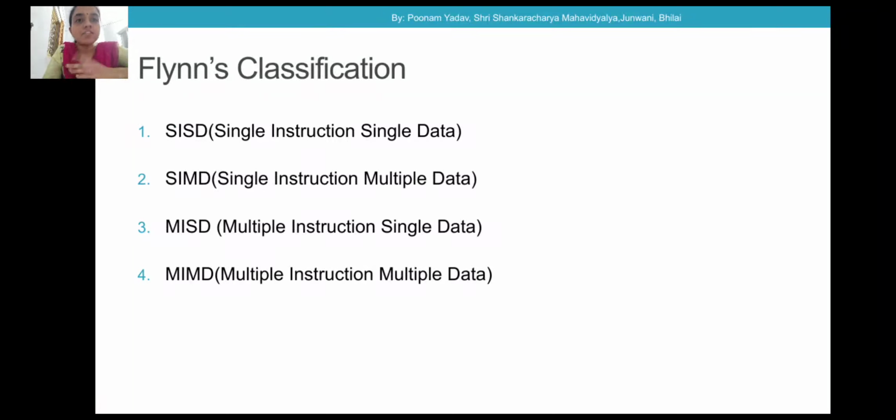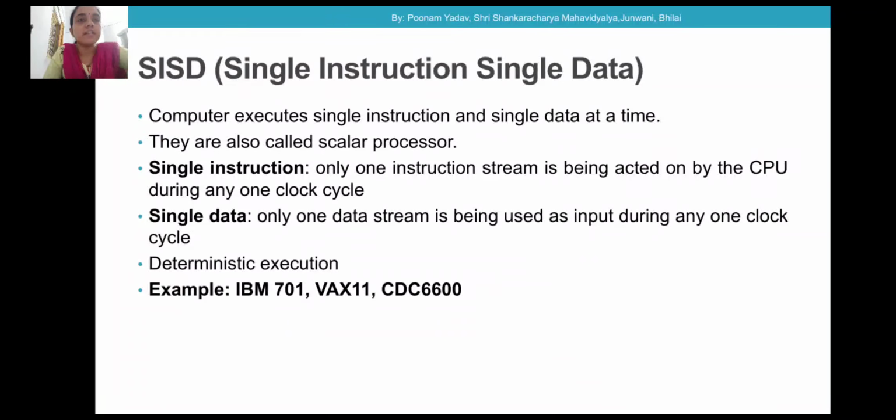So here are the 4 types of classification. SISD, single instruction, single data. SIMD, single instruction, multiple data. MISD, multiple instruction, single data. Then MIMD, multiple instruction, multiple data. Now we will see these four types of classification in detail.